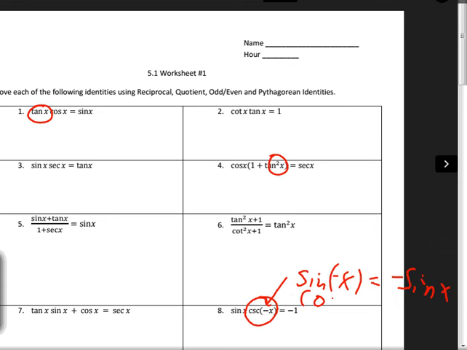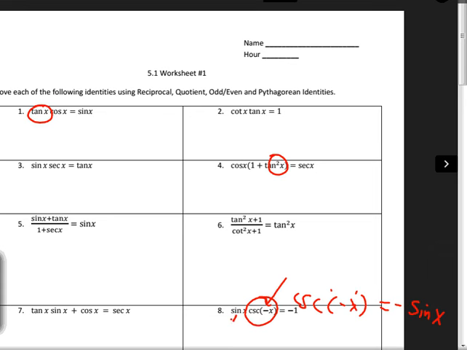Cosecant is just like sine. They're sisters. So cosecant of negative x would act just like sine. It would have a negative in front of it. The only one that was different was cosine, and cosine didn't have a negative at the end. Remember? So basically, I just gave you a hint there for number 8, that you should replace cosecant of negative x with negative cosecant of x. Let's continue with number 8 since we're on that one.